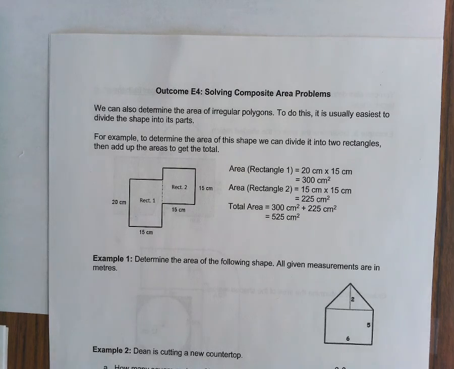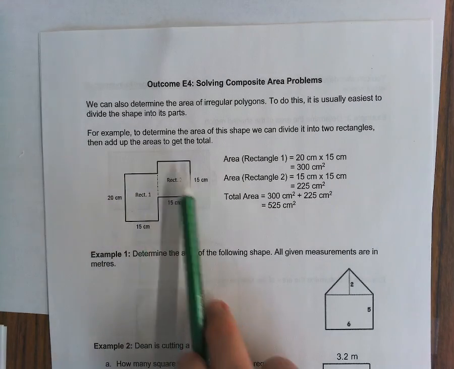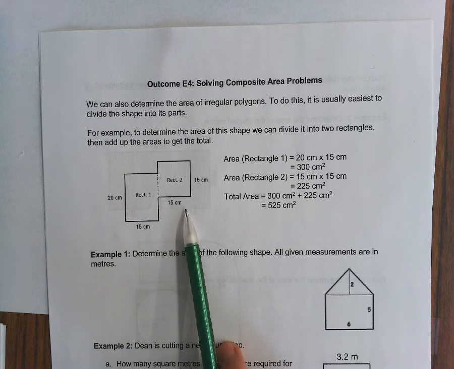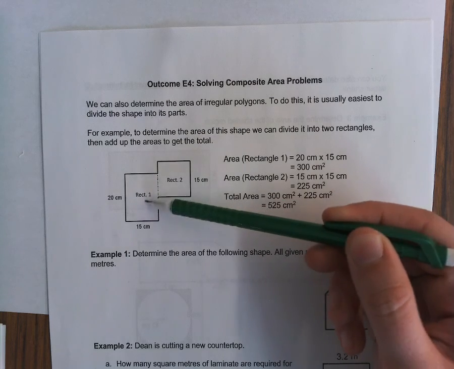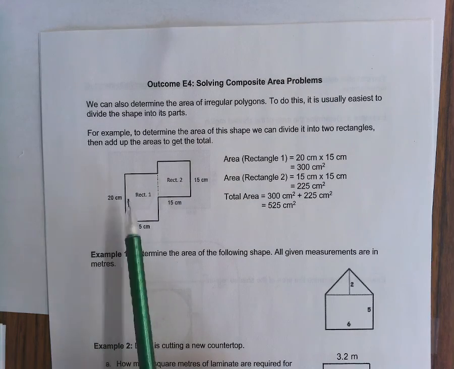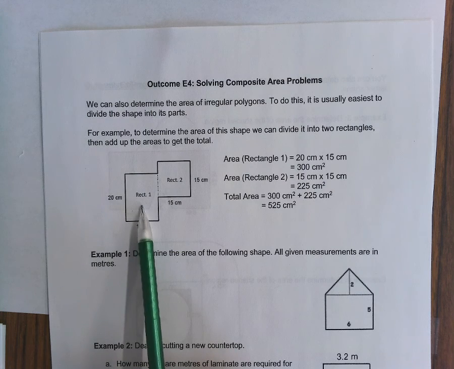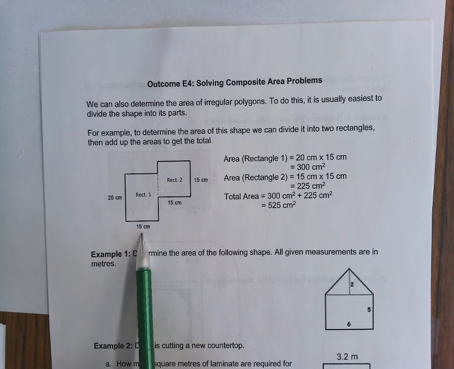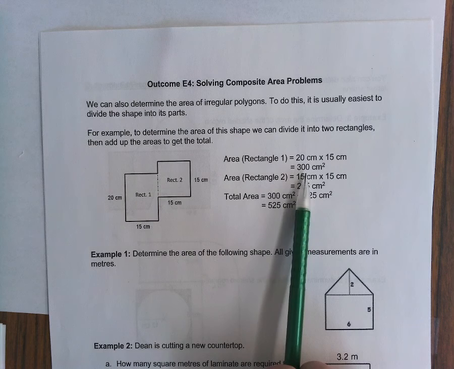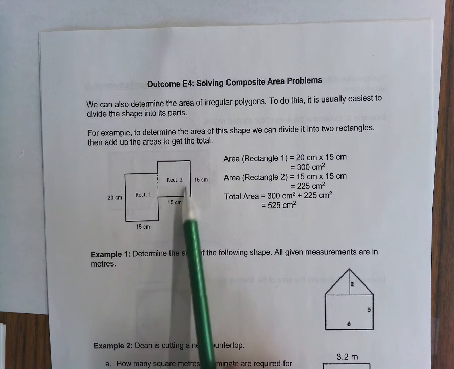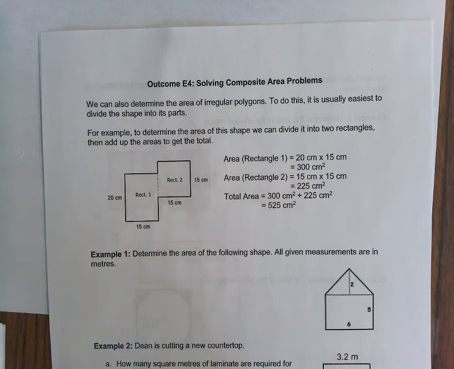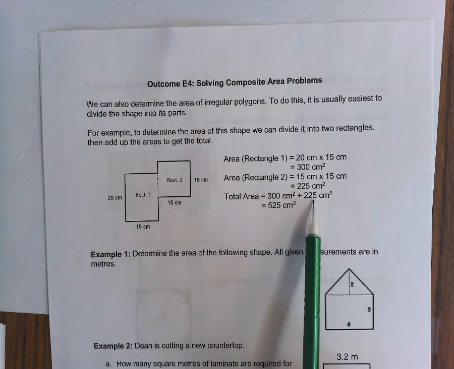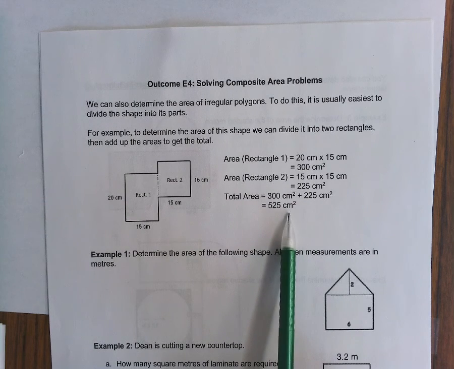If you look at this very first example, we've got this shape here, and you're looking to find the area of it. The easiest way to do this is to divide this into two rectangles. Then you can see that the area of the first rectangle would be 20 times 15, just 300 square centimeters. The second rectangle would be 15 times 15, which would be 225 square centimeters. Then you just need to add them together to get the total area.